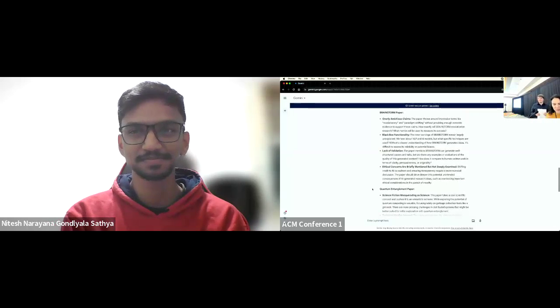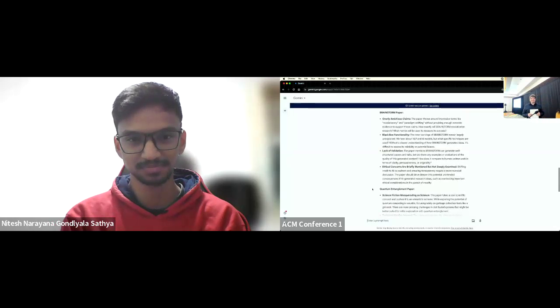You could read too, but I'll give a summary. So the brainstorm paper has overly ambitious claims. The paper throws around impressive terms like revolutionary and paradigm shifting without providing enough concrete evidence to support these claims. How exactly will brainstorm revolutionize research?